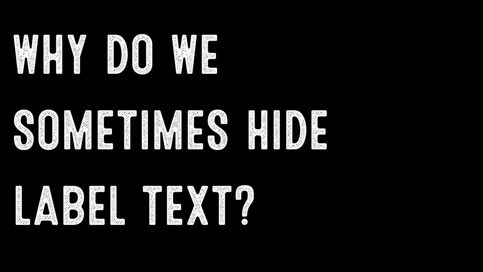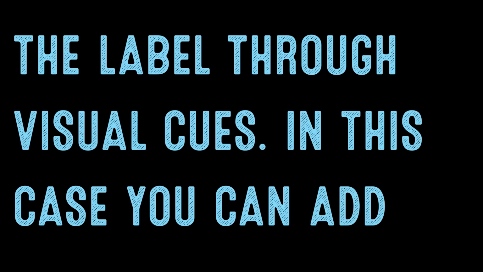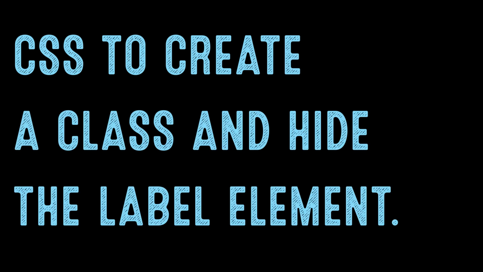The weekly code quiz. Why do we sometimes hide label text? Sometimes you may want to hide label text to avoid redundancy if sighted users are able to determine the label through visual cues. In this case, you can add CSS to create a class and hide the label element.